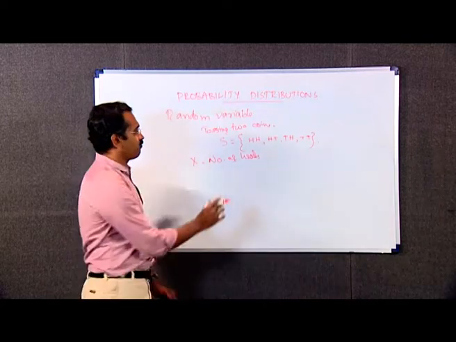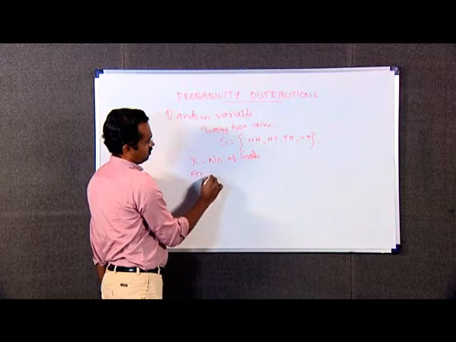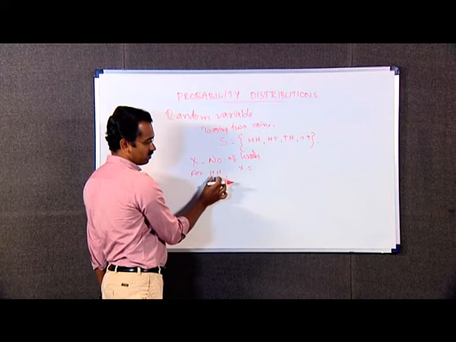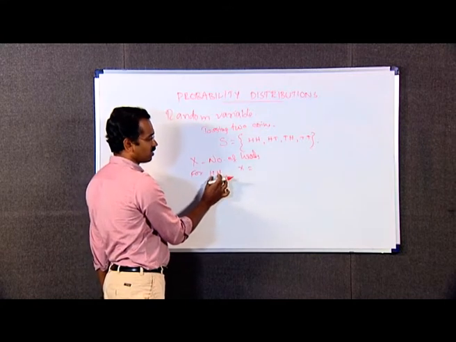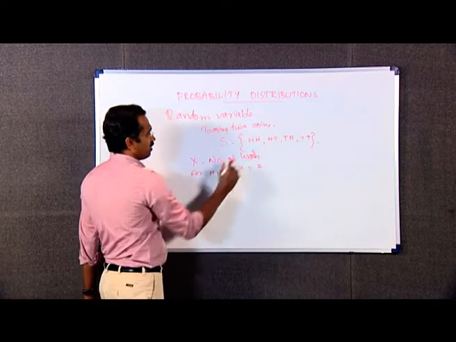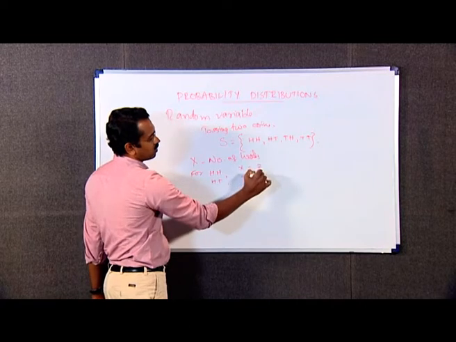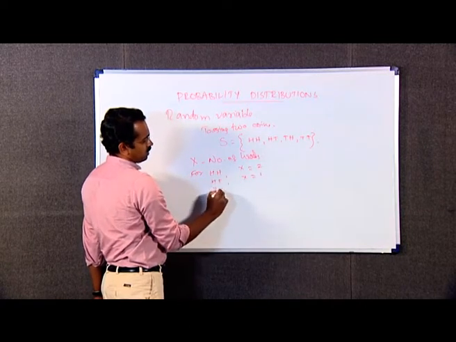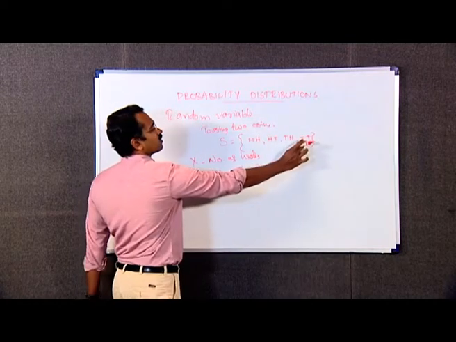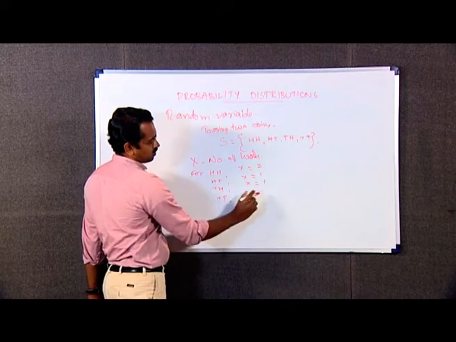Then, for the event HH, HH means 2 heads, that is the value of x is 2. For the event HT, the value of x is 1, here 1 head, and TH also 1 head, therefore x equal to 1. For the case TT, the value of x is 0.